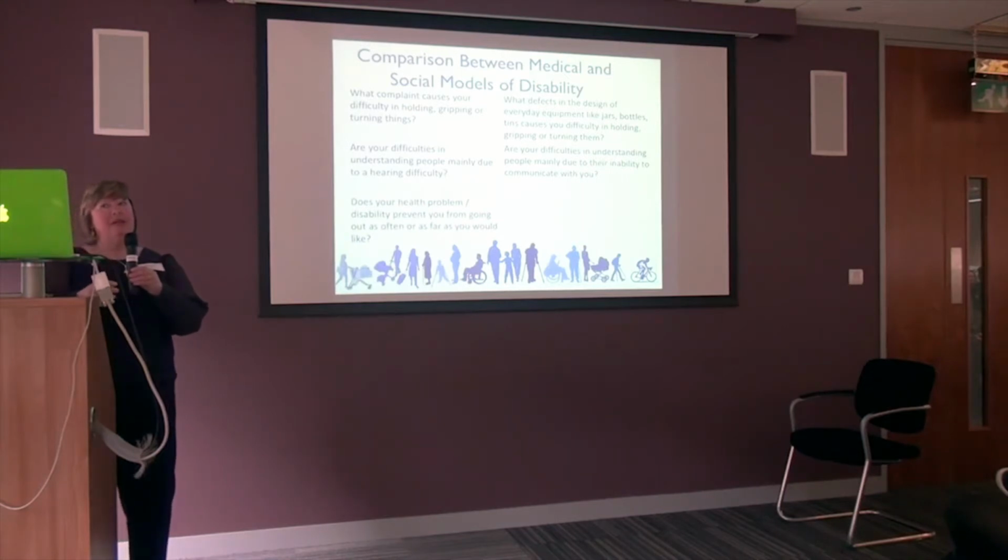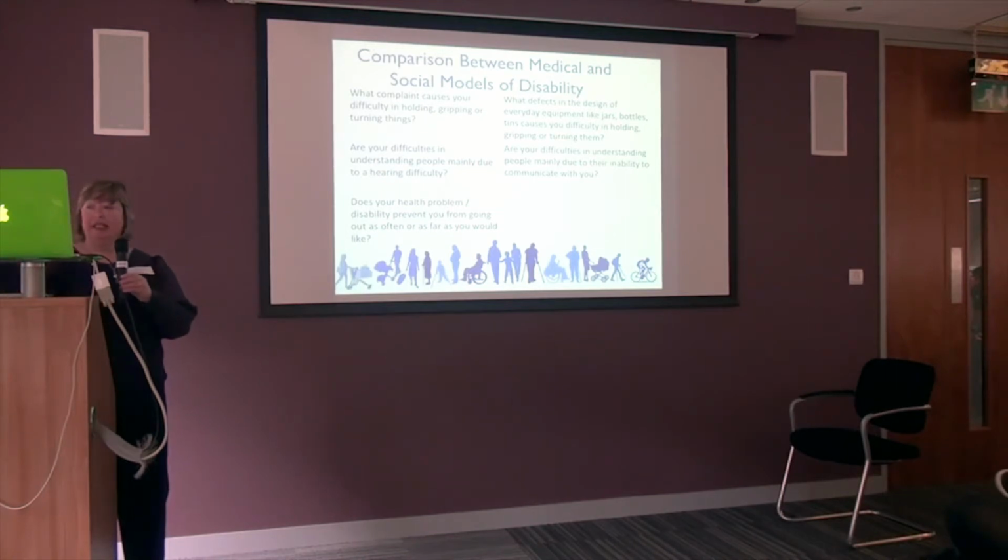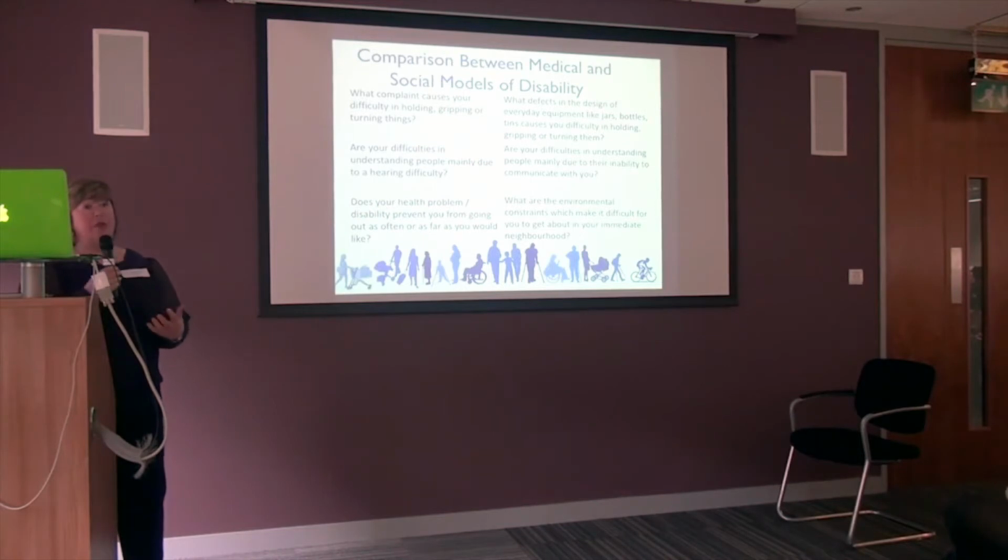And the final example, which relates to the built environment, does your health problem or disability prevent you from going out as often or as far as you would like? And you turn that one round to, what are the environmental constraints which make it difficult for you to get about in your immediate neighbourhood? And again, the emphasis is back on designers of the built environment. If you get it wrong, then you disable people because they're not able to get about and get across town, get into a coffee shop, meet, socialise, interact, because as human beings that's what we want to do, we want to socialise, so we build in barriers.